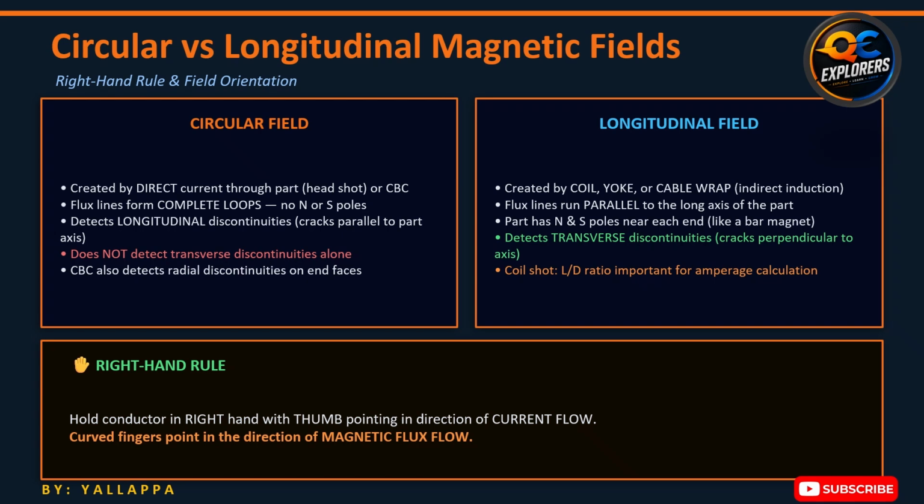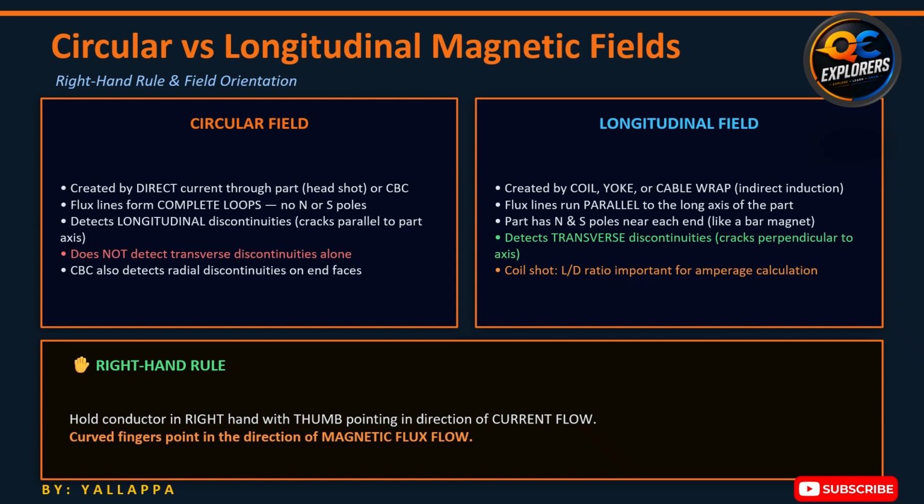A longitudinal field is different. It runs generally along the length of the component and produces north and south pole regions at the ends. This field is well suited to detecting transverse discontinuities. The right-hand rule gives us a simple way to determine the circular field direction. Point the thumb of your right hand in the direction of conventional current flow. Your curled fingers indicate the direction of magnetic flux around the conductor.